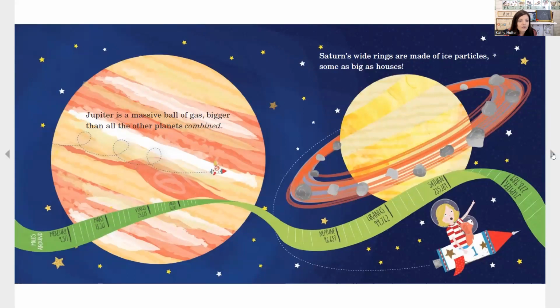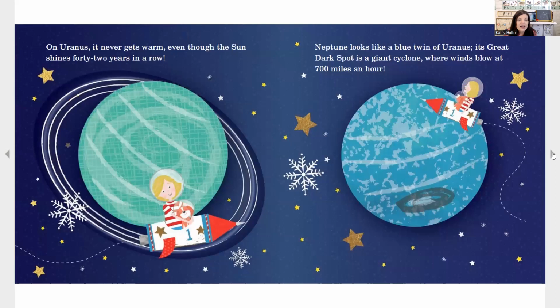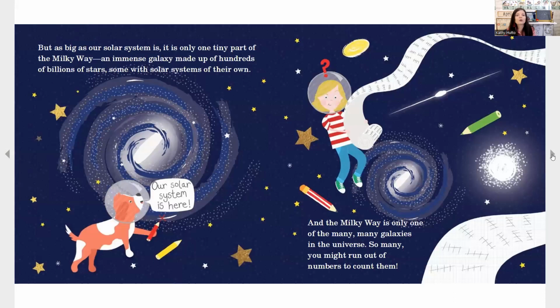Jupiter is a massive ball of gas bigger than all the other planets combined. Saturn's wide rings are made of ice particles, some as big as houses. On Uranus, it never gets warm, even though the sun shines 42 years in a row. Neptune looks like a blue twin of Uranus. Its great big dark spot is a giant cyclone, where winds blow at 700 miles an hour. But as big as our solar system is, it is only one tiny part of the Milky Way, an immense galaxy made up of hundreds of billions of stars, some with solar systems of their own.